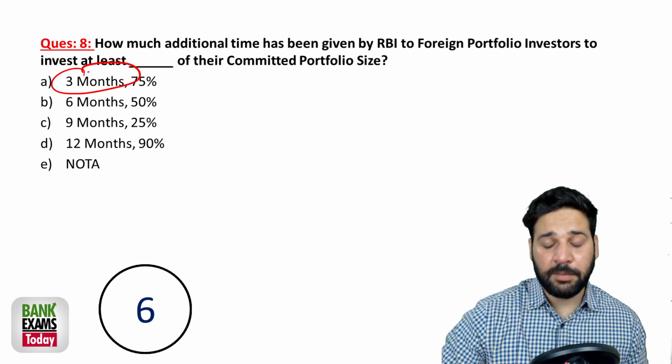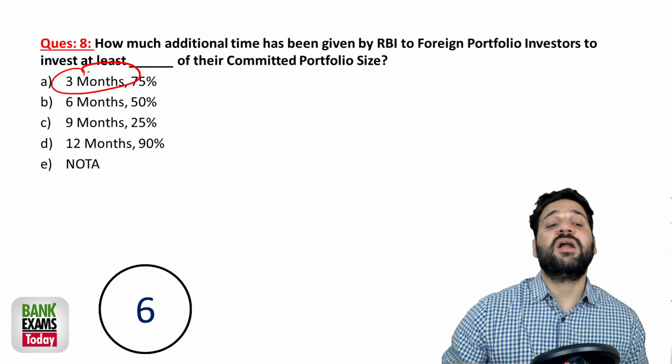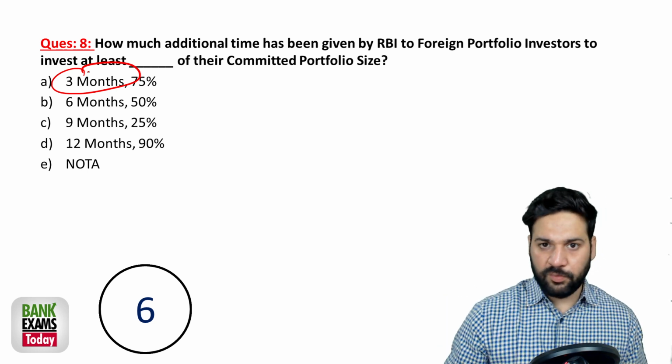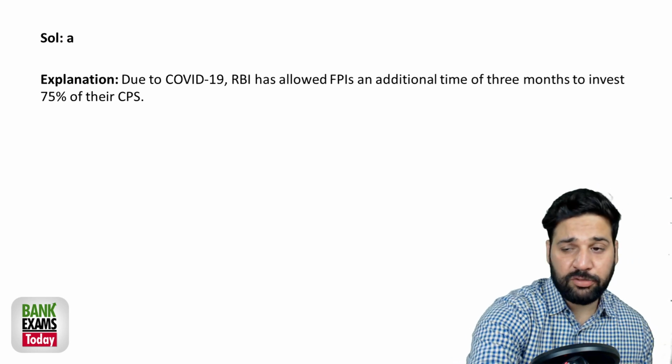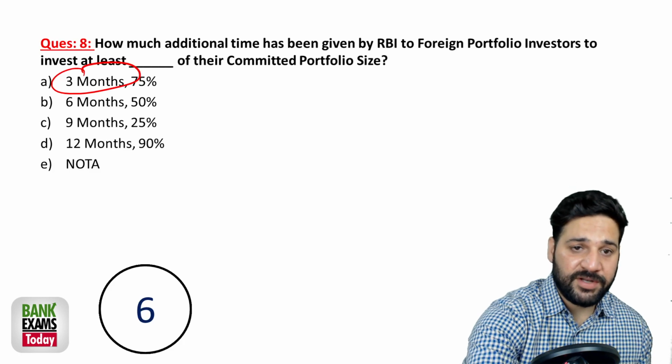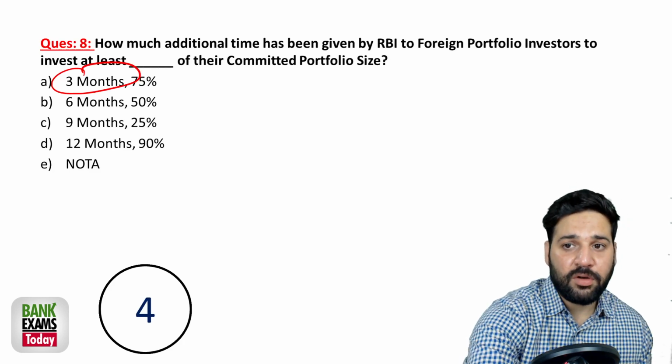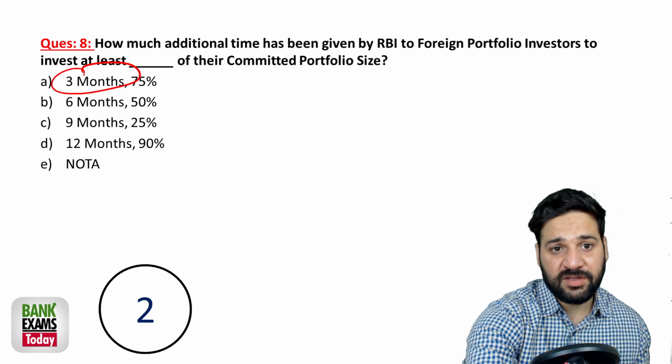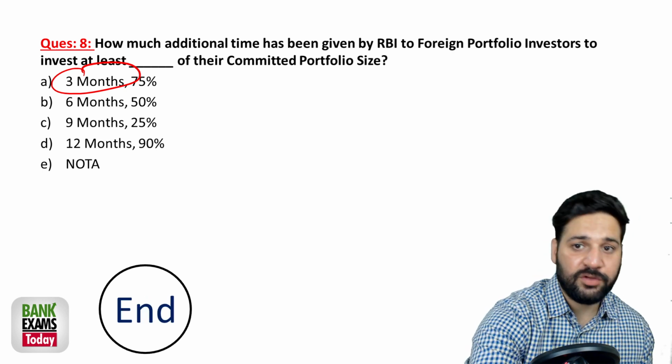Now 3 months was already given, but an additional 3 months is given due to this COVID thing. So due to the pandemic, 3 months of additional time has been given to the foreign portfolio investors to invest 75% of their committed portfolio.